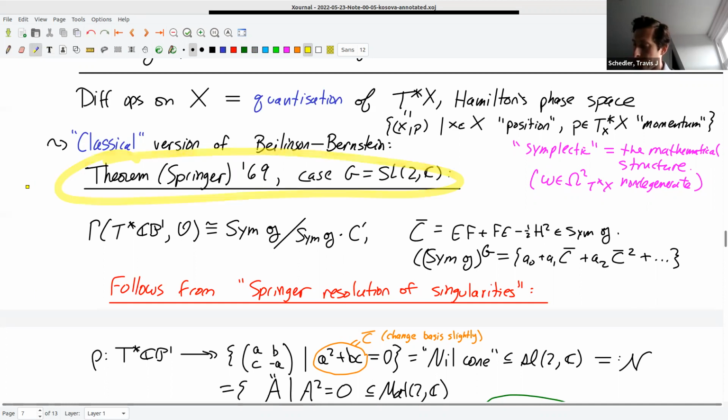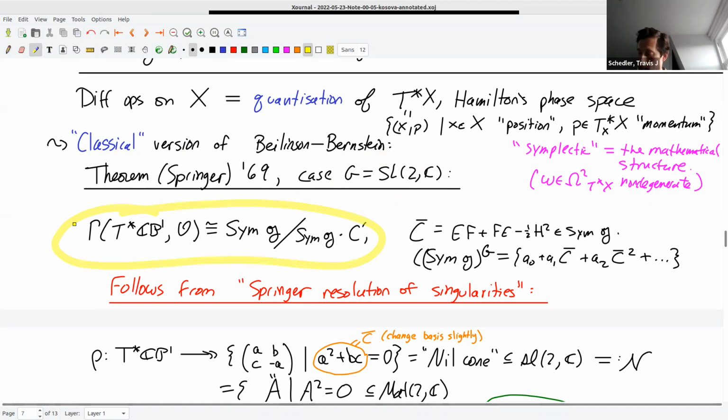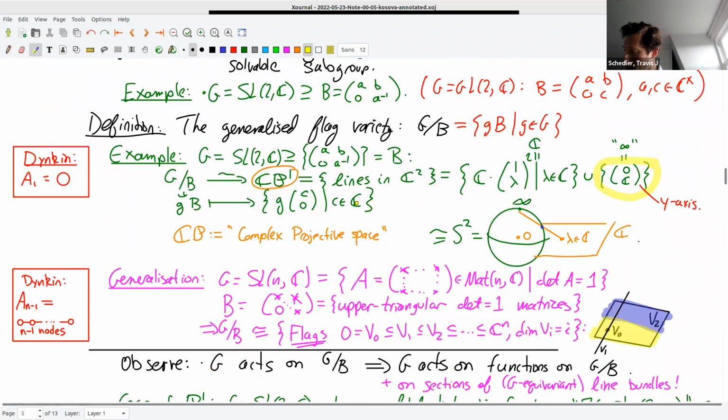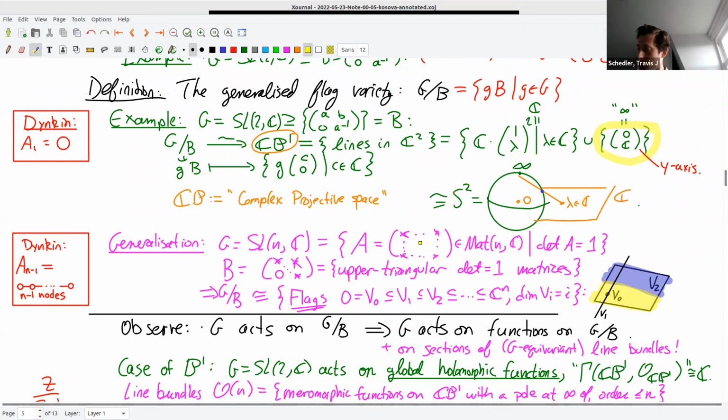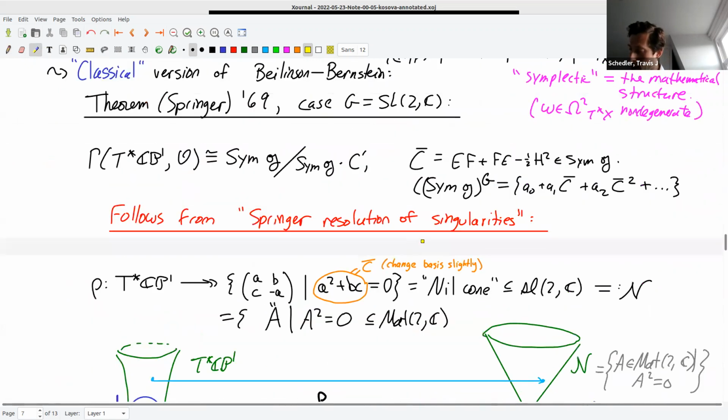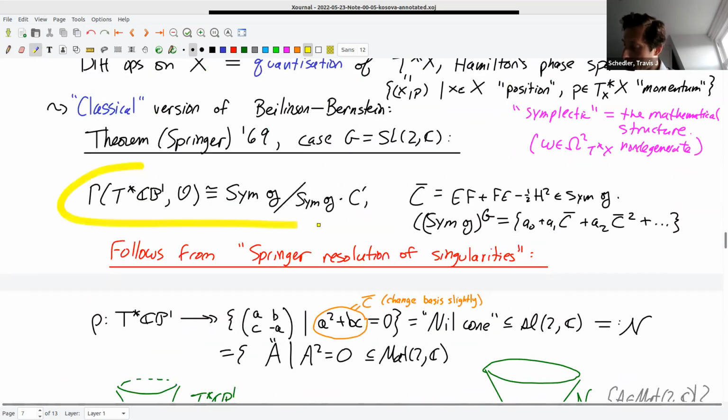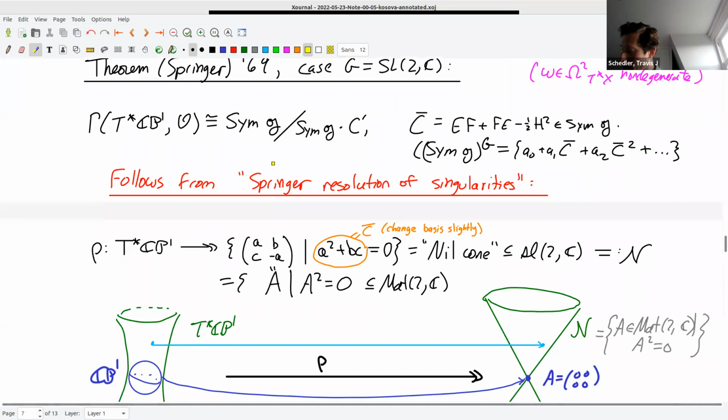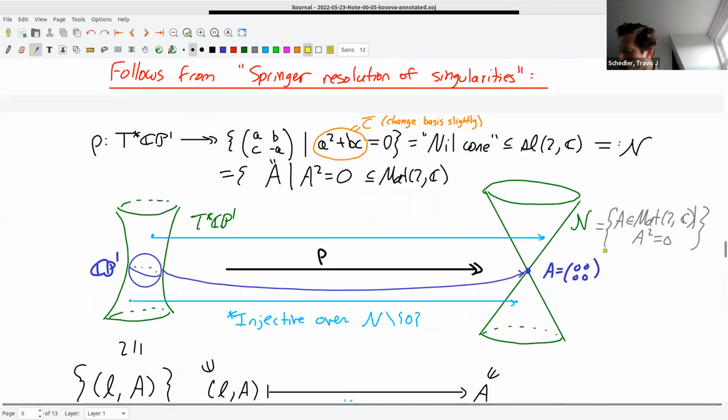It's Springer's theorem, and again in the case SL2C, and it's saying that if we take the cotangent bundle, as this phase space of position and momentum, for the Riemann sphere, for the complex line, I call it the Riemann sphere because of this interpretation as a sphere, also written CP1, and we take its global functions, then we get an interpretation as a quotient of polynomials on the G. And what is this interpretation? These are the functions on some subset of matrices, which are the square zero matrices. This is what's called the nilcone.